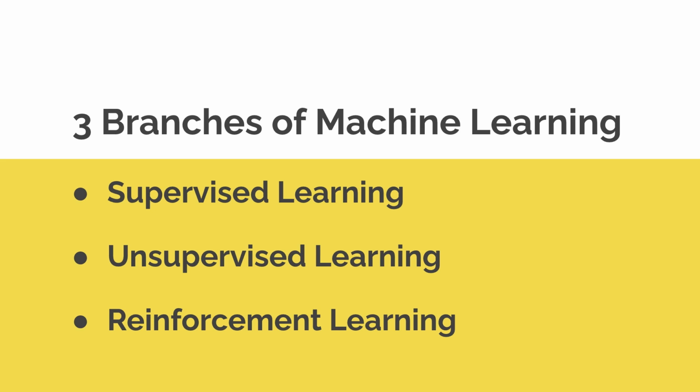You don't tell the model, this image is a dog, this image is a cat. Instead, the model will have to find the commonalities in the images on its own. It'll have to recognize, oh, these two images look similar, therefore they should both be in the same class. Then the third branch of machine learning is reinforcement learning, where your machine learning algorithm is going to be improved with reinforcements.